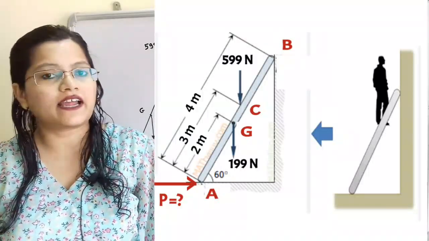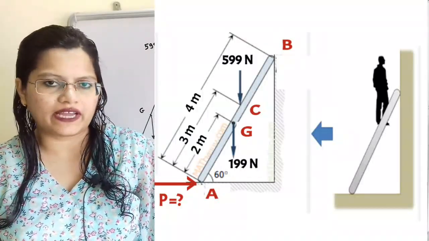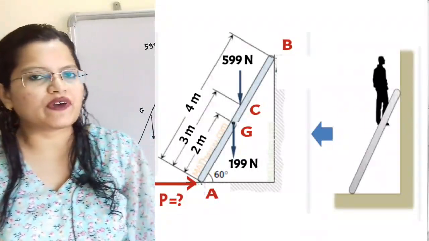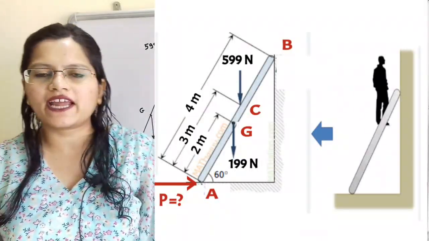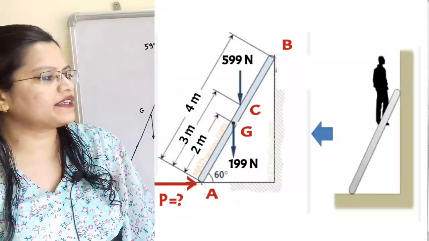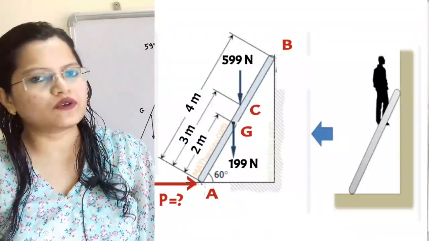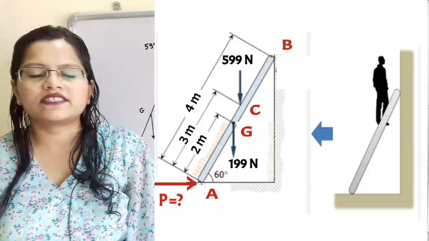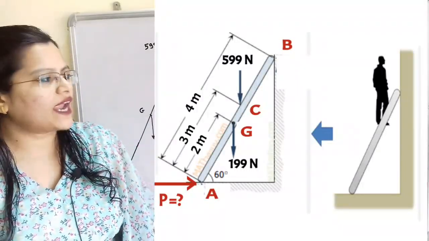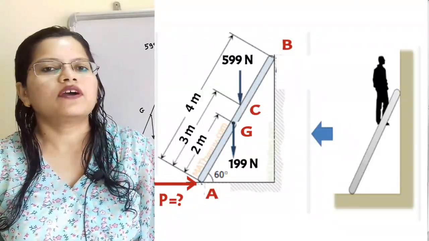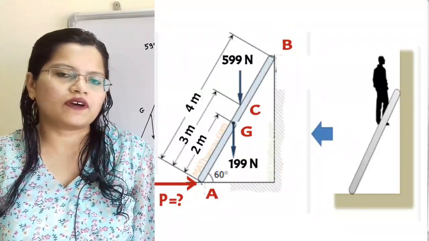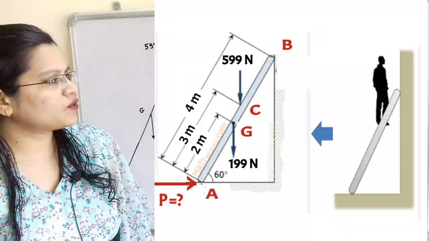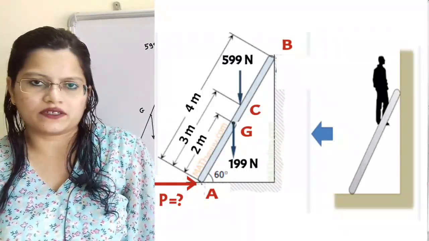Let us understand the given question with the help of the diagram. Ladder AB of 4 meter length is given. Point B is in contact with the vertical wall and point A is in contact with the horizontal floor. The ladder is inclined at an angle of 60 degrees. The weight of the ladder, 199 Newton, passes through point G in the vertically downward direction. The inclined length A to G is 2 meter.